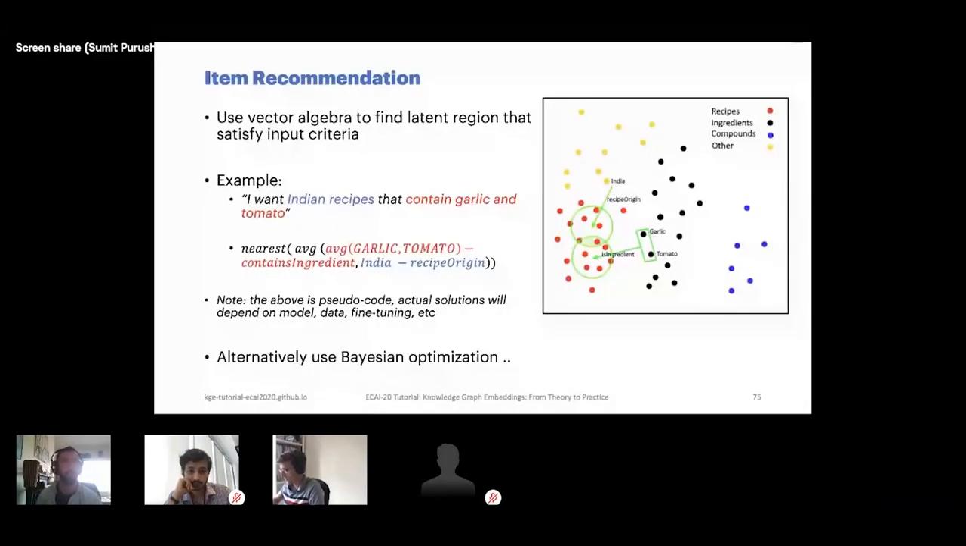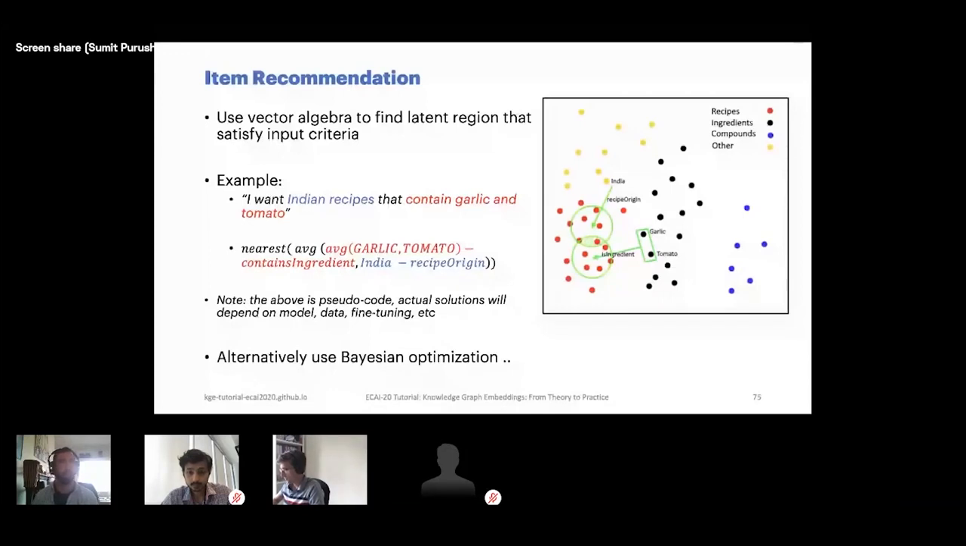But again, depending on the model and the data you're using, you'll get different results, and maybe want to adjust the kind of algebraic solutions you're coming up with. So I think this example is really more pseudocode. Alternatively, there are methods using Bayesian optimization where you can specify input criteria and come to different solutions, but that's really beyond the scope of this tutorial.